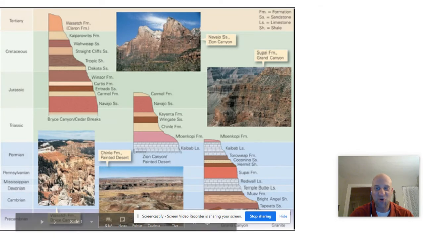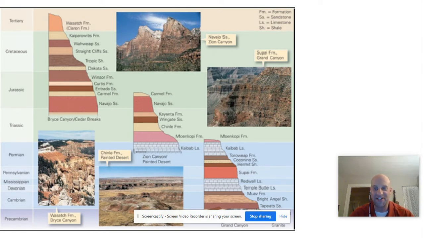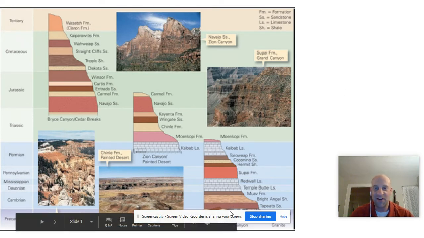Today's topic is correlation, which simply means we're going to match up rock layers in time and space. One of the classic examples that we use is the national parks in the southwestern United States. If we look at the Grand Canyon, this is a really big, deep canyon that has a lot of rock layers. It's going to go all the way down into the Precambrian time period, which has only soft-bodied organisms.